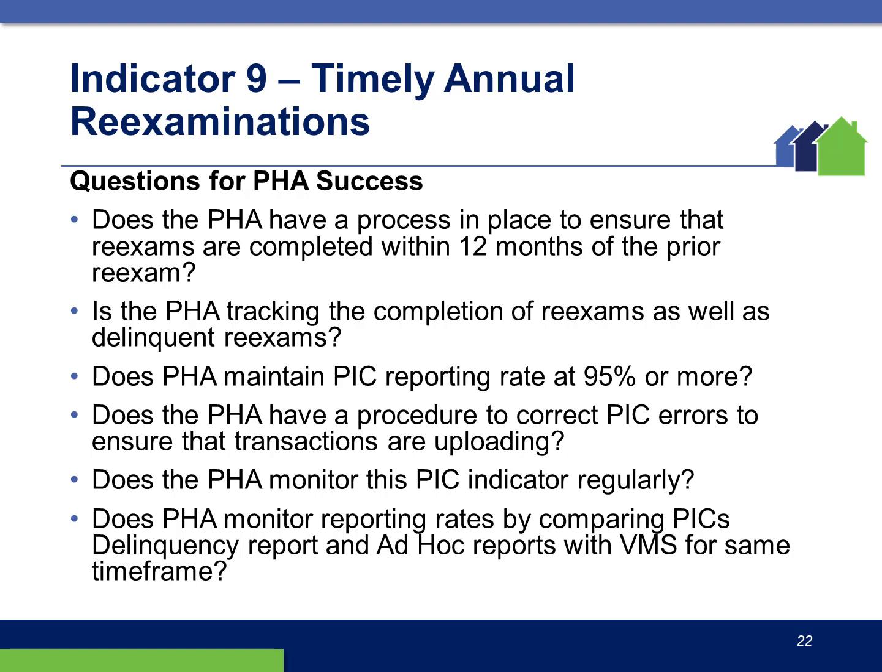that re-exams are completed within 12 months of the prior re-exam? Is the PHA tracking the completion of re-exams as well as delinquent re-exams? Does the PHA have a procedure to correct PIC errors to ensure that transactions are uploading? Does the PHA monitor this PIC indicator regularly? Does the PHA monitor reporting rates by comparing PIC's delinquency report and ad hoc reports with VMS for the same time frame?